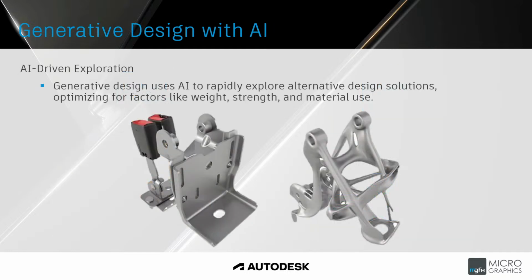So with AI-driven exploration here, we can see that we can use generative design to rapidly explore alternative design solutions, and we can use it to optimize for factors like weight, strength, and material usage. And here's a nice example. This is one that Autodesk push quite a lot. It is from General Motors.